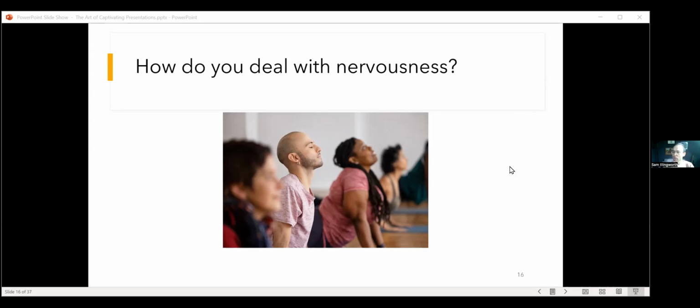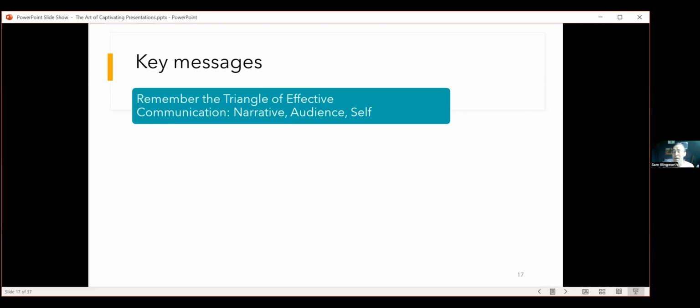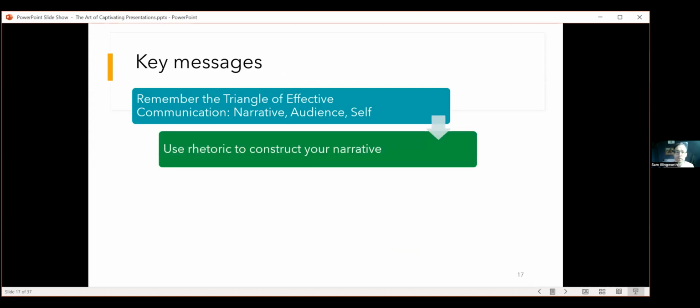So we've kind of dealt with presentations there, oral presentations. I just want to think about the key messages there. Remember the triangle of effective communication: narrative, what you're saying; audience, who you're saying it to; self, how you're saying it. Use rhetoric to construct your narrative. So think about ethos, the credibility of you, the speaker; logos, the logic of the argument; and pathos, the appeal to the emotions of the audience.